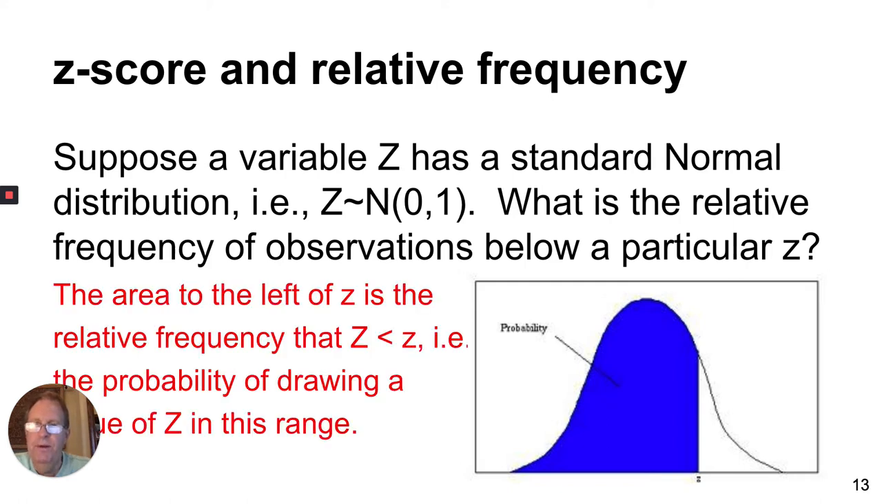Well, the area to the left of small letter z is the relative frequency of getting a random variable less than that particular z, i.e. it is the probability of drawing a random z in this range.